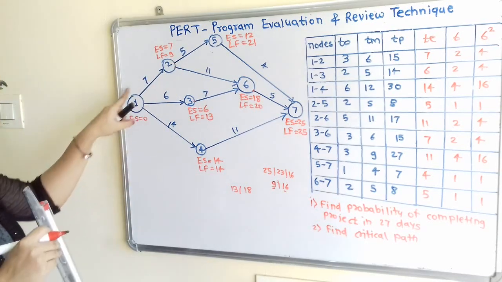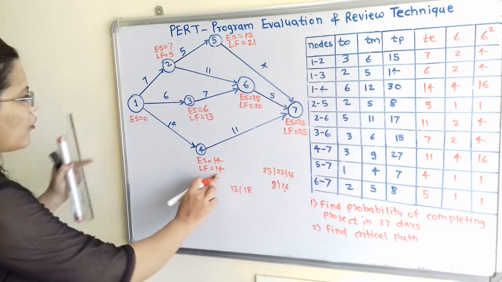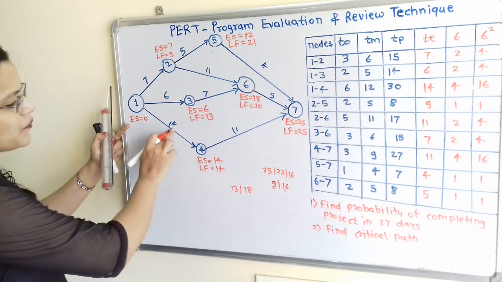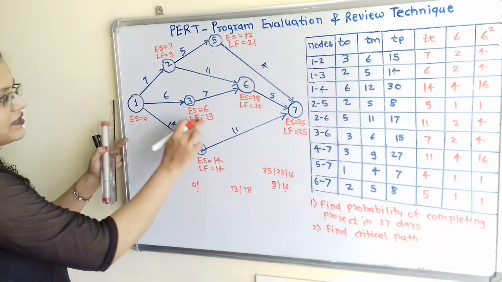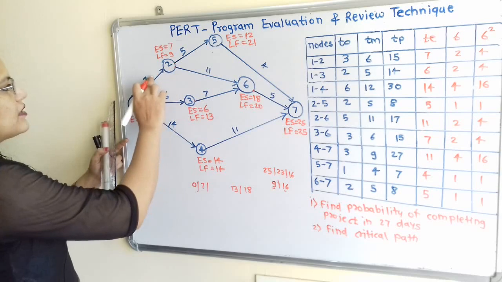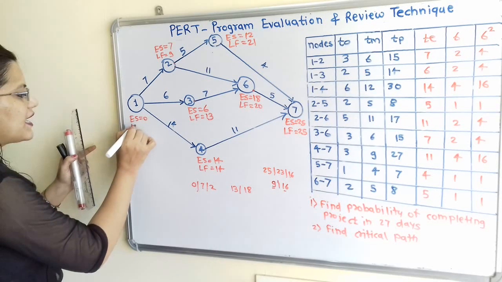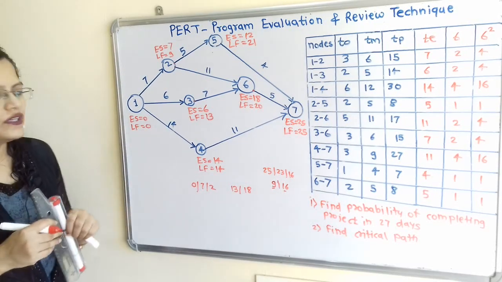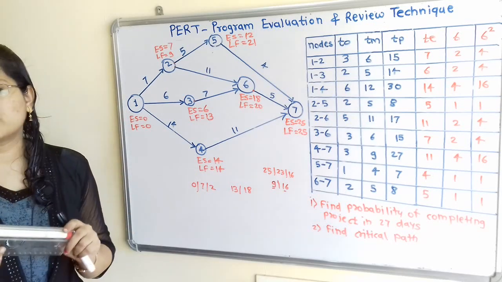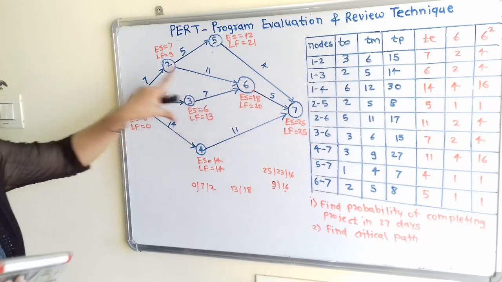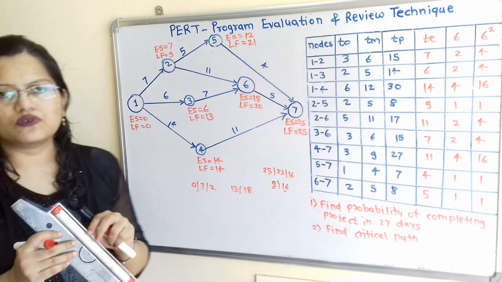Now again, at node 1 there are three arrows starting, that means three options. So here 14 minus 14, the first option is 0. Second option, 13 minus 6, 7. And third option is 9 minus 7, that is 2. So we have to choose the lowest value, that means LF is equal to 0. Now at this node 1 the value of ES is equal to 0 and LF should be equal to 0. So if we observe, our cross calculation is correct because LF is equal to 0.